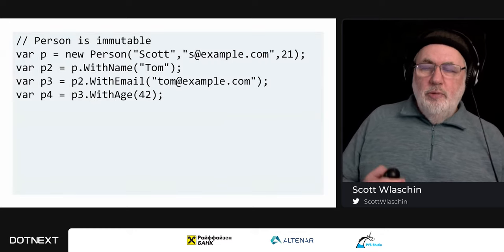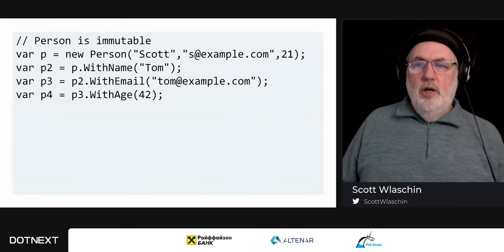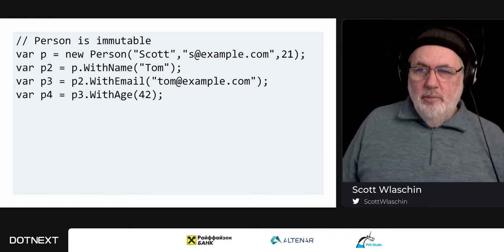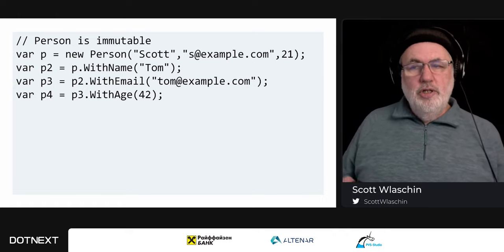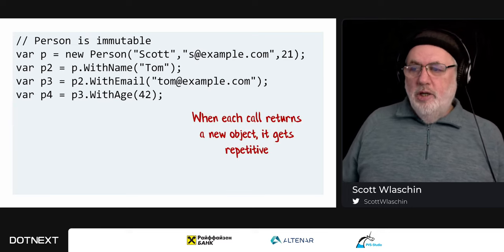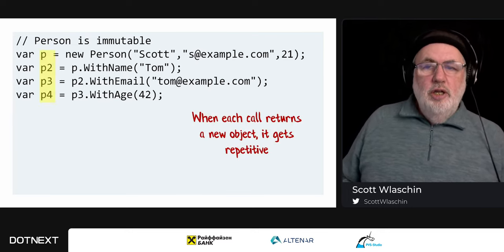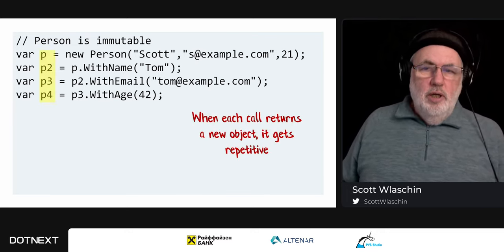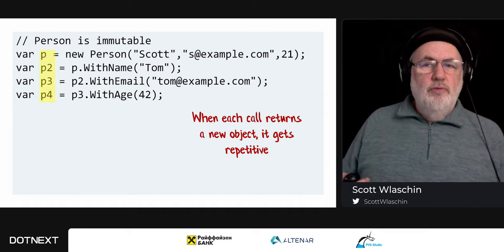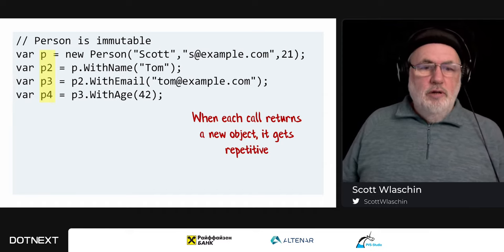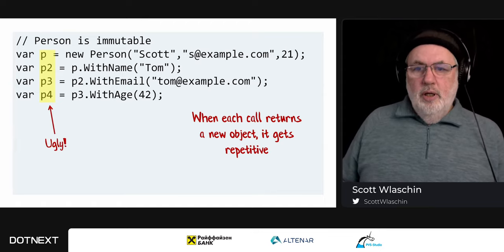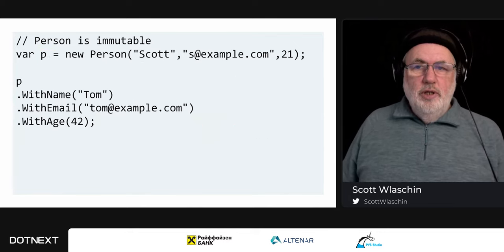So here is an immutable person. I create the person, and then I want to change the name, and then I want to change the email, and then I want to change the age or something. And each time I do that, I'm creating a new copy of the person. So I have all these different versions of this person floating around. And it gets really confusing and ugly as well. So what's a better way of doing this?